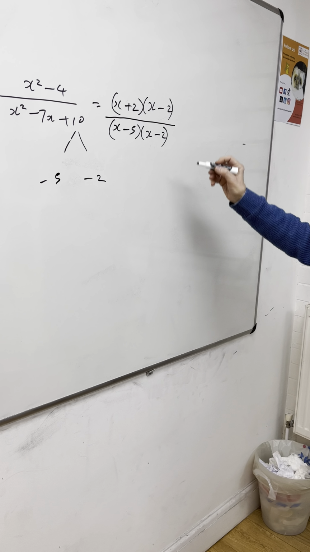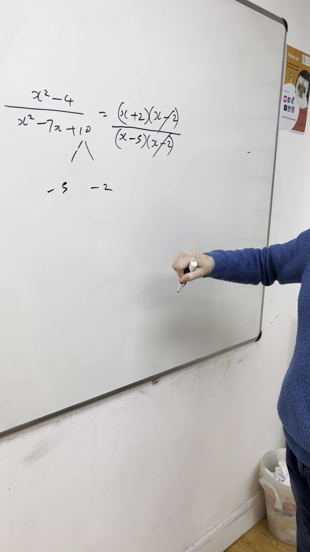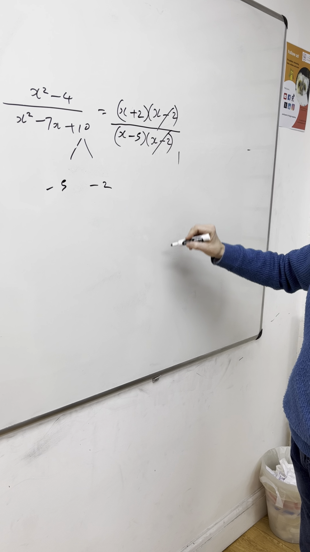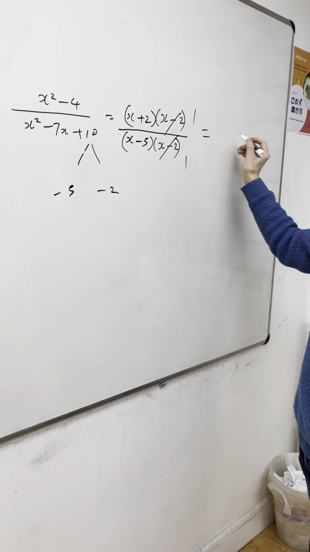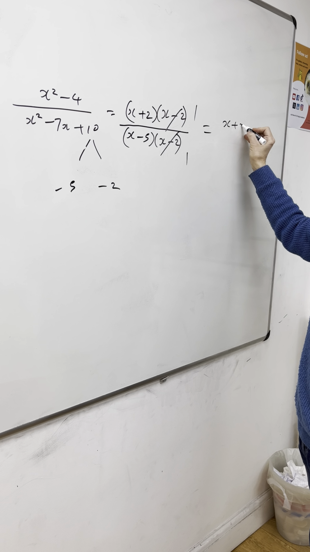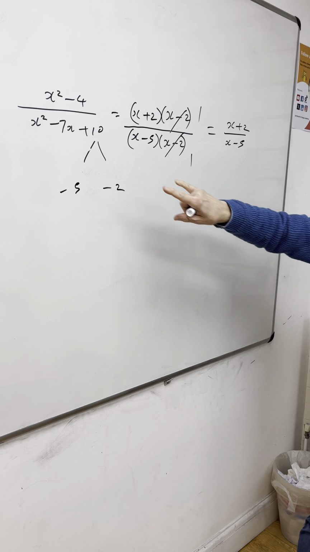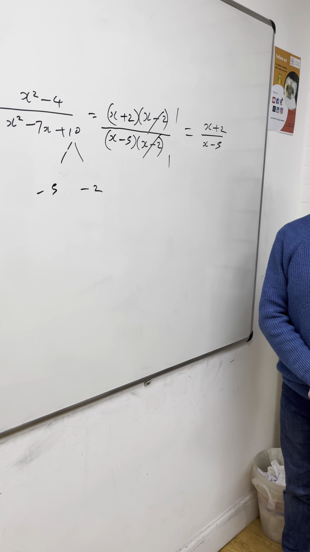And then all we have to do is cancel out the x minus 2. What we're doing is dividing the denominator by x minus 2, which by itself is 1, and dividing the top by itself is 1. Then we end up with the simplified form, which is x plus 2 all over x minus 5. And so we end up with the simplified expression for that algebraic fraction.